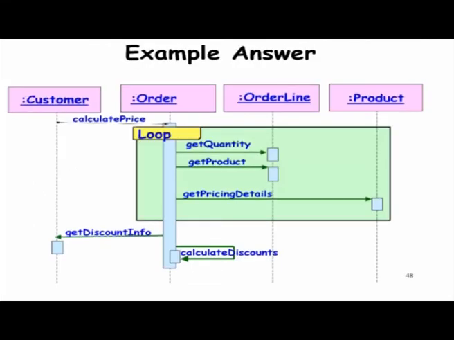So if you draw that here, it appears like this: the customer calls the calculate price, and then the order object, it knows the specific order object, and then the order object ID invokes the calculate price, and on this there is a loop here for every line item. So for the corresponding line item, it calls the get quantity, get product, and get pricing details for the product, and computes the discount information by first getting what is the discount to be applied to the customer. So that calls the get discount information, what sort of discount, and then it computes the discount.